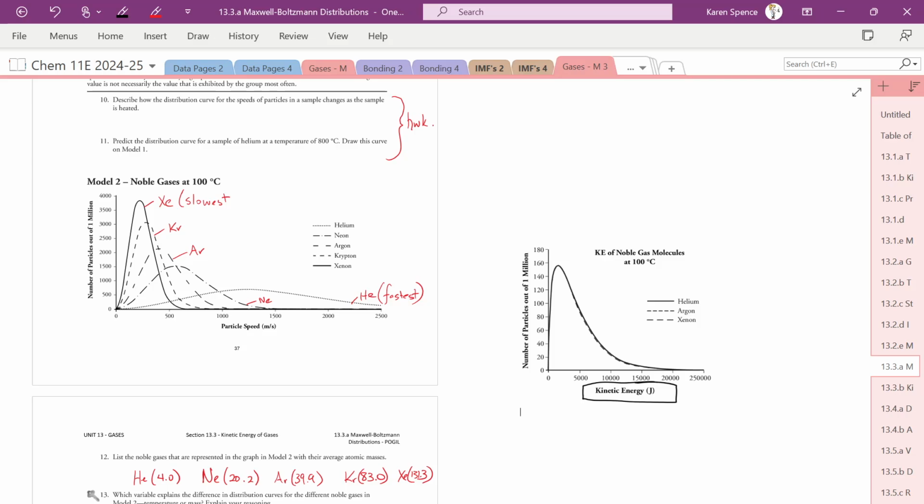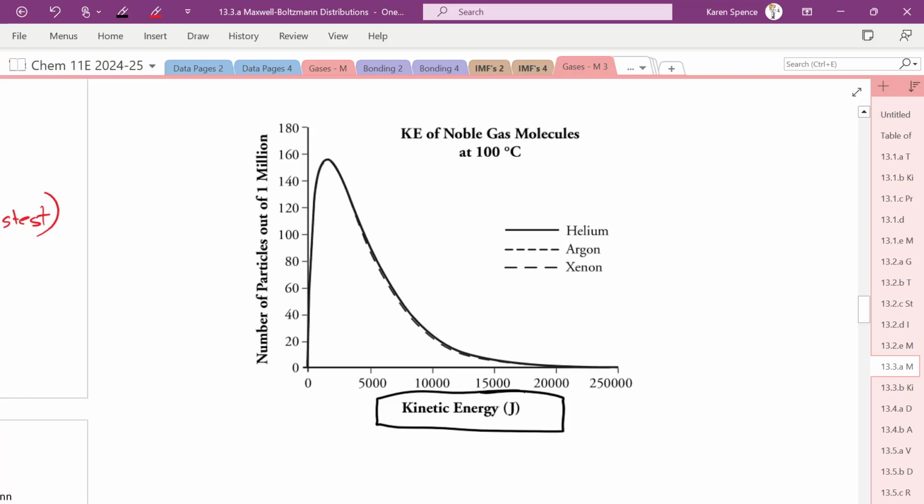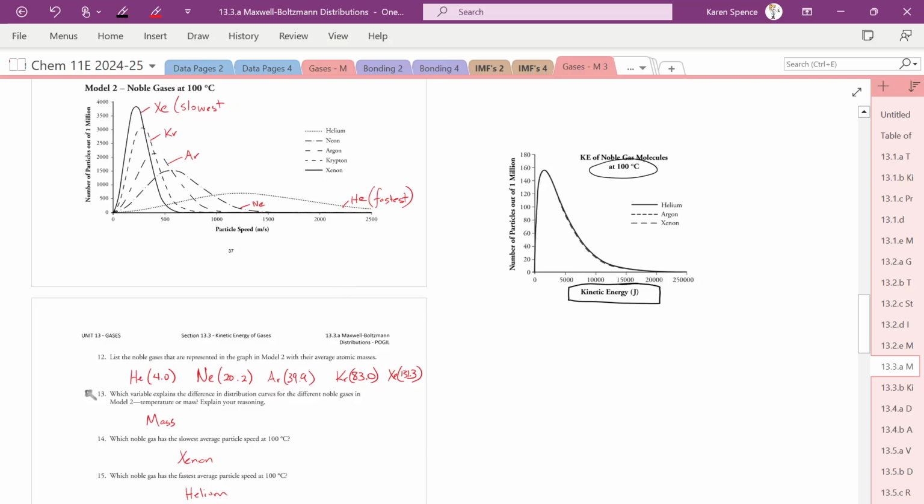That's different, isn't it? What is temperature? Temperature is the average kinetic energy of the particles. So if they're all at the same temperature, they all have the same average kinetic energy, but they won't all have the same speed because their masses are different. Okay?